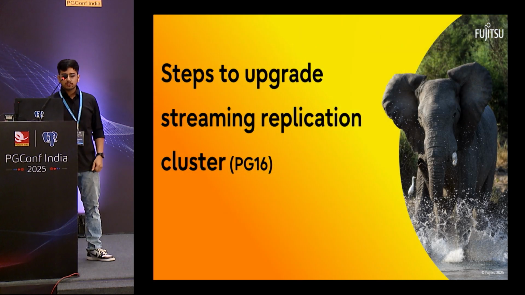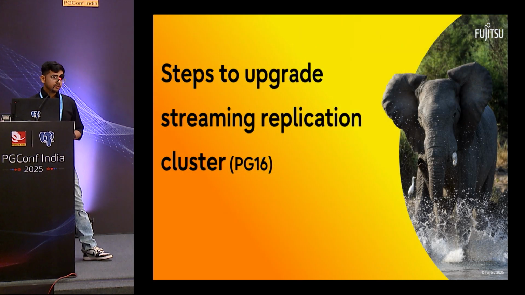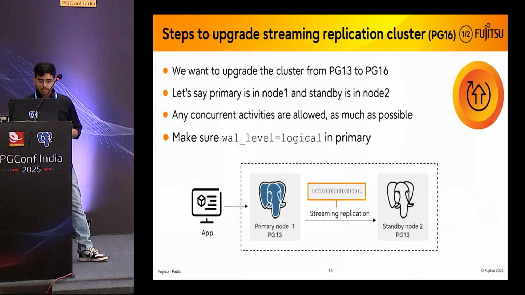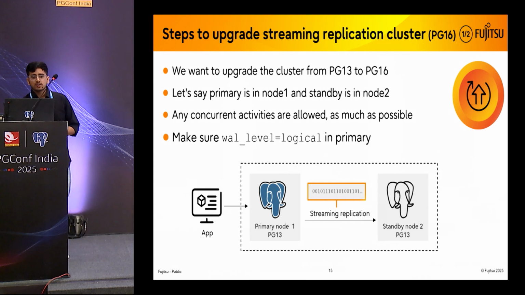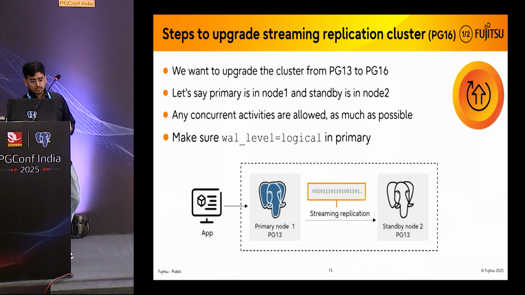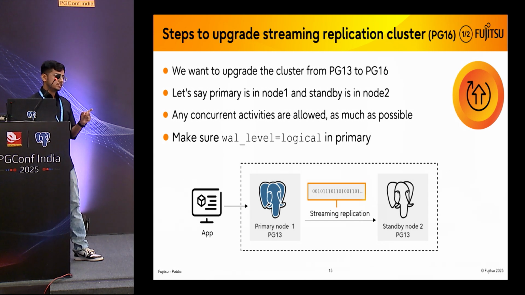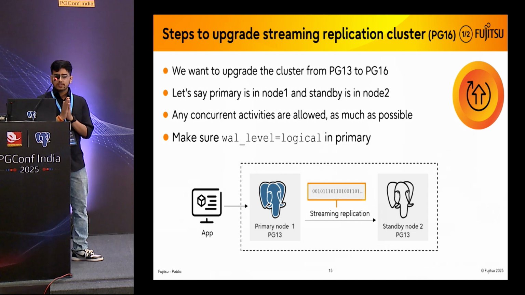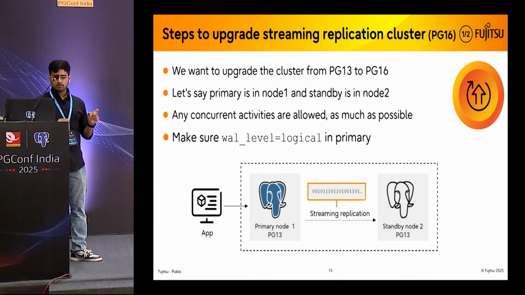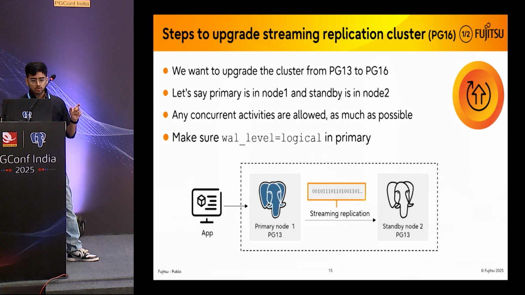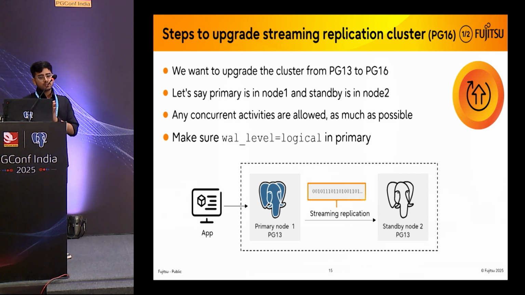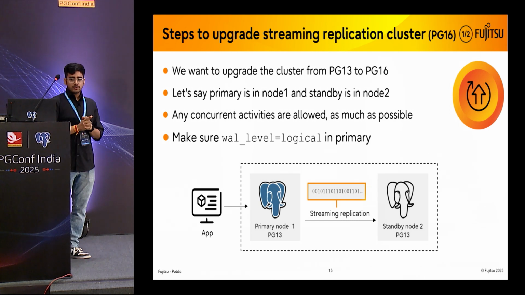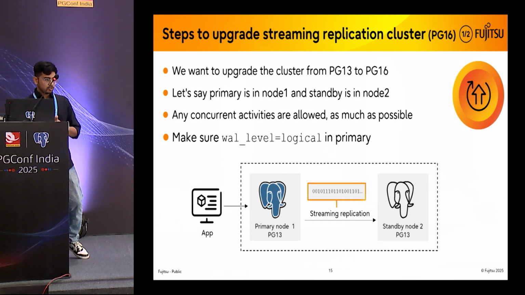Now let's see the steps to upgrade a streaming replication cluster, which were used till PG16. For this, I will be taking the example of upgrading the cluster from PG13 to PG16, and I will be creating the primary on node 1 and the standby on node 2. During this process, any concurrent activities are allowed. And we have to make sure that wal_level is equal to logical on the primary node.